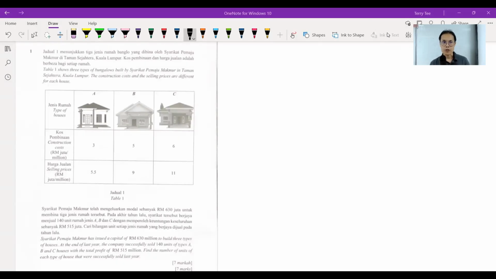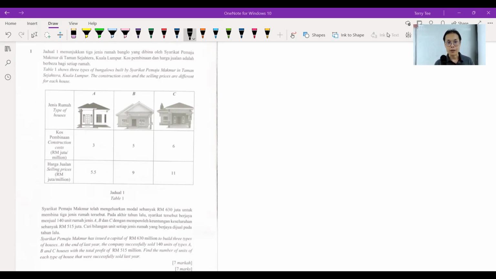Okay, let's begin with question number 1. Jadual menunjukkan 3 jenis rumah banglo yang dibina oleh syarikat pemaju makmur di Taman Sejahtera Kuala Lumpur. Kos pembinaan dan harga jualan berbeza bagi setiap rumah. Yeah, you can see the costs and the selling price are different. So this is a question from a system of equation.